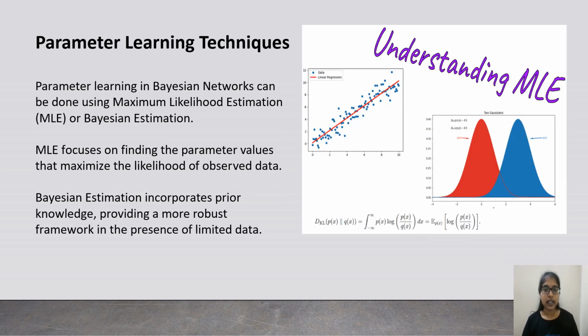Parameter learning techniques. Parameter learning in Bayesian networks can be done using maximum likelihood estimation, MLE, or Bayesian estimation. MLE focuses on finding the parameter values that maximize the likelihood of observed data. Bayesian estimation incorporates prior knowledge, providing a more robust framework in the presence of limited data.